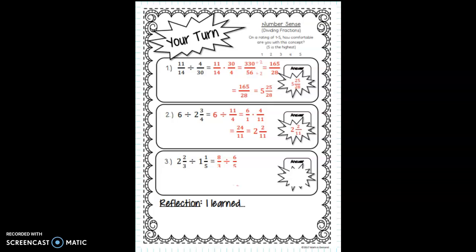8 thirds times 5/6. 8 times 5 is 40. 3 times 6 is 18. Both of these numbers are even, so we have to reduce by dividing by 2. This gives us 20/9. If we try to figure out how many 9s are in 20, we can get 2 sets of 9 out of 20 with 2 left over. Our final answer is 2 and 2/9.